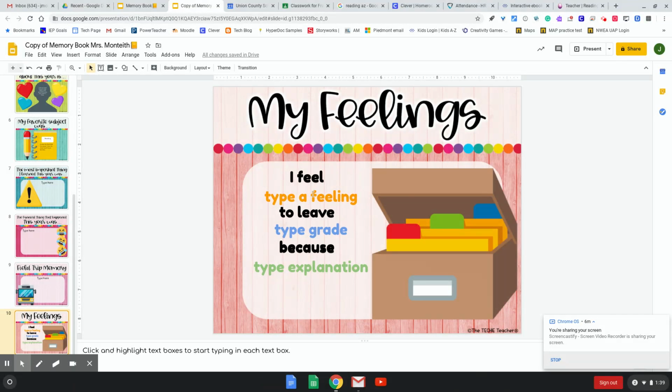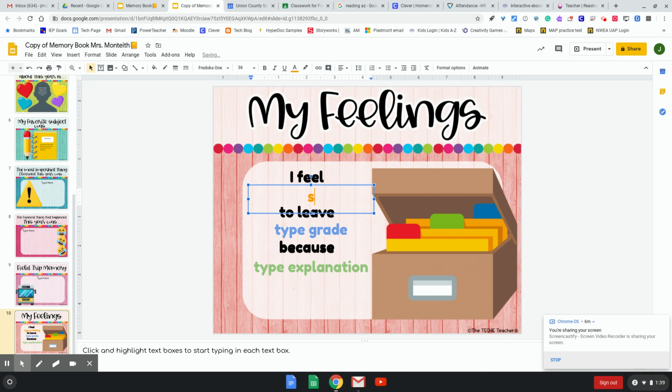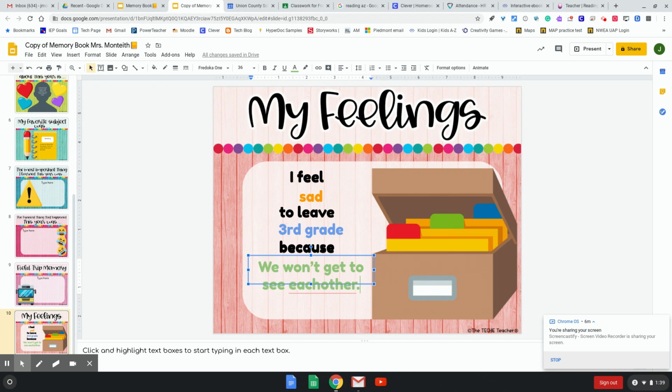And then last one is my feelings. So I feel sad to leave third grade. And if I'm being honest, because we won't get to see each other until next year. So that's what makes me sad. But I hope you don't feel sad. I hope you feel happy to leave third grade because you get to go to fourth grade and you learned a lot of stuff and you're excited. So just type your feelings, what you feel, and why you feel that way.